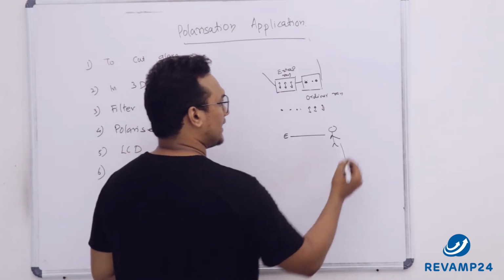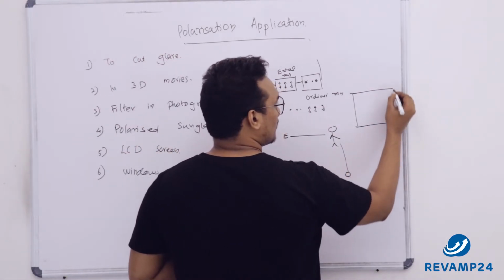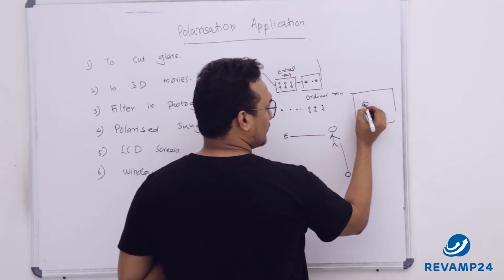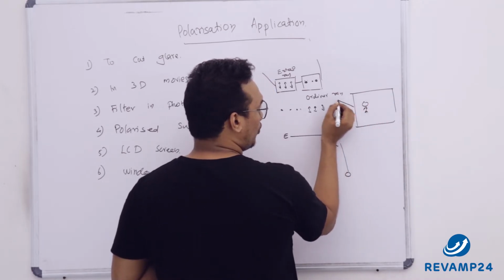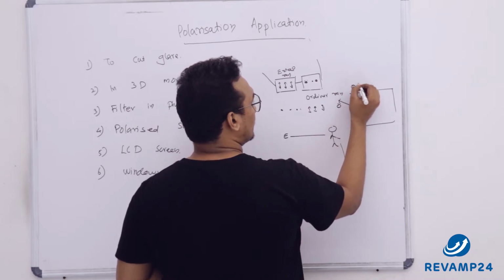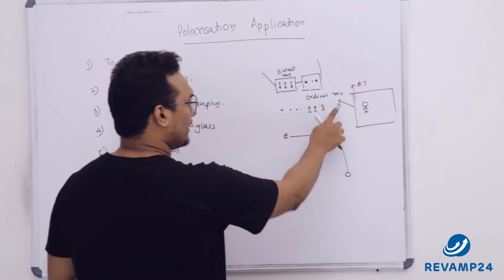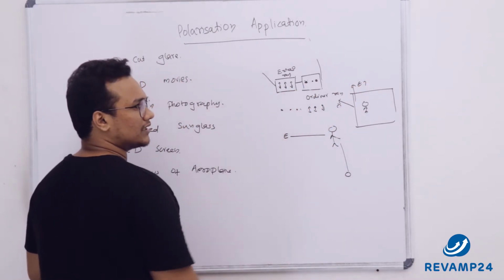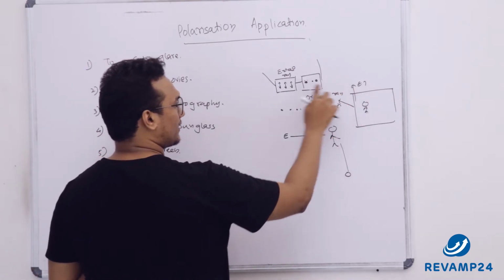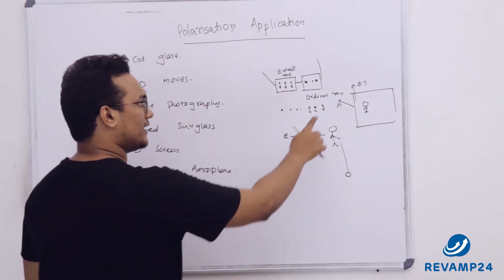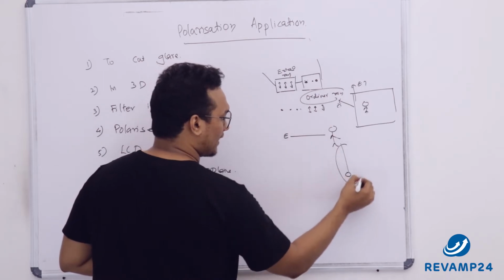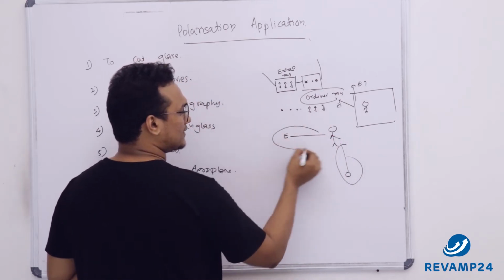Now in the 3D screen, from the screen we are getting ordinary ray and extraordinary ray, but ordinary ray can only pass through this, and extraordinary ray can pass through this, and ordinary ray carries one angle and extraordinary ray carries another angle.